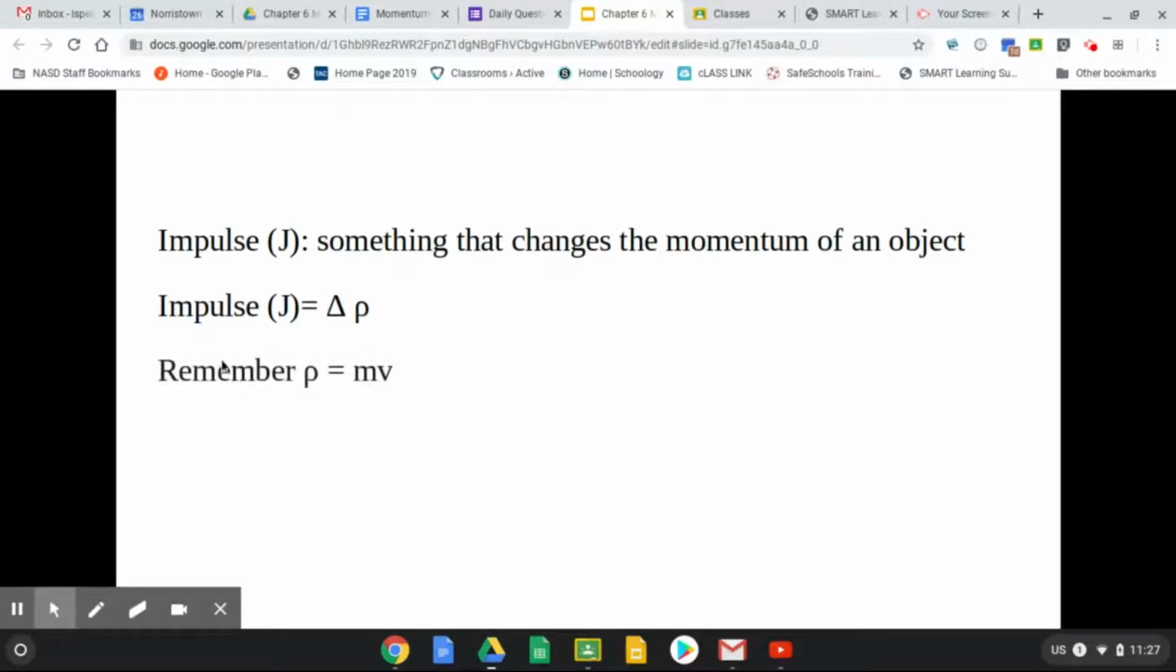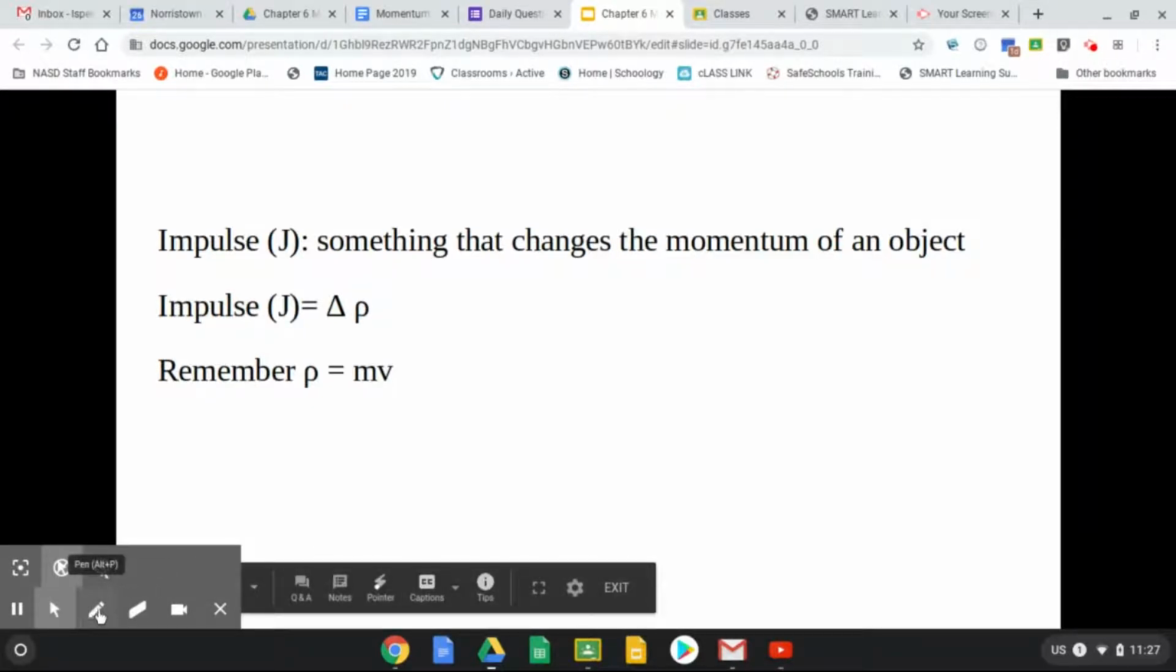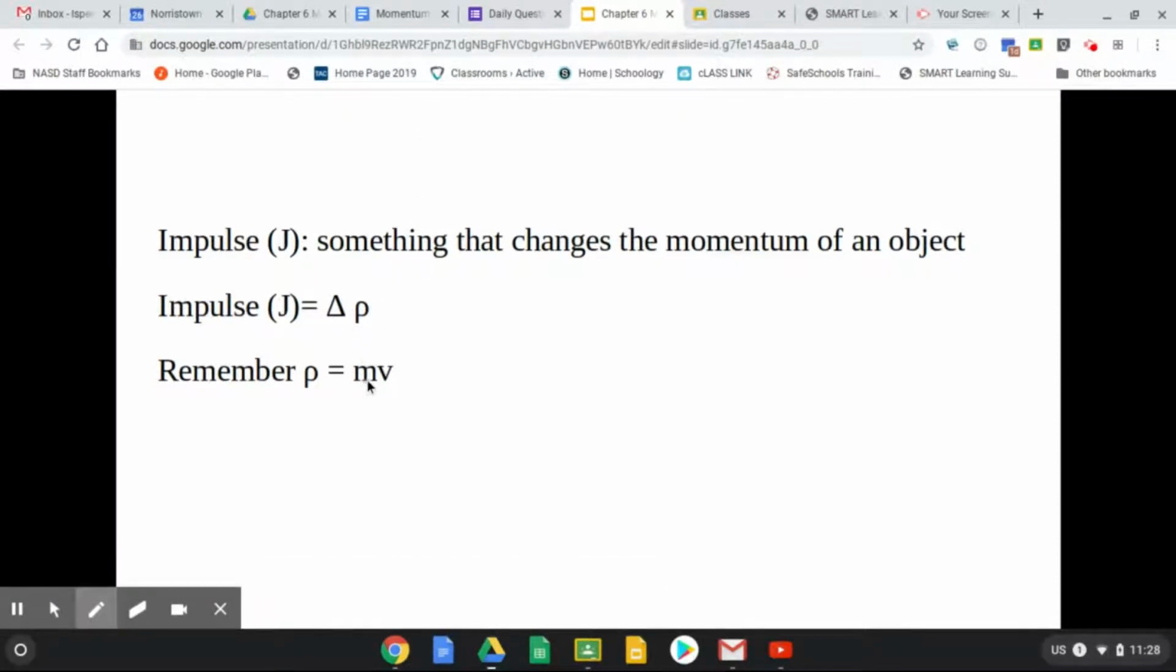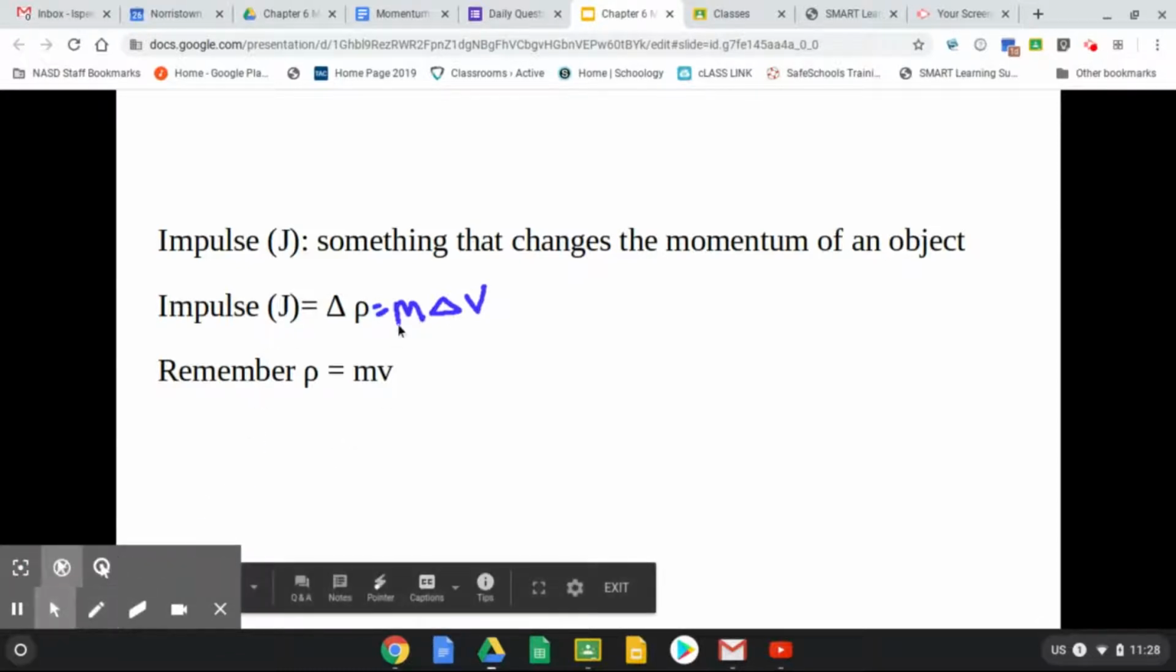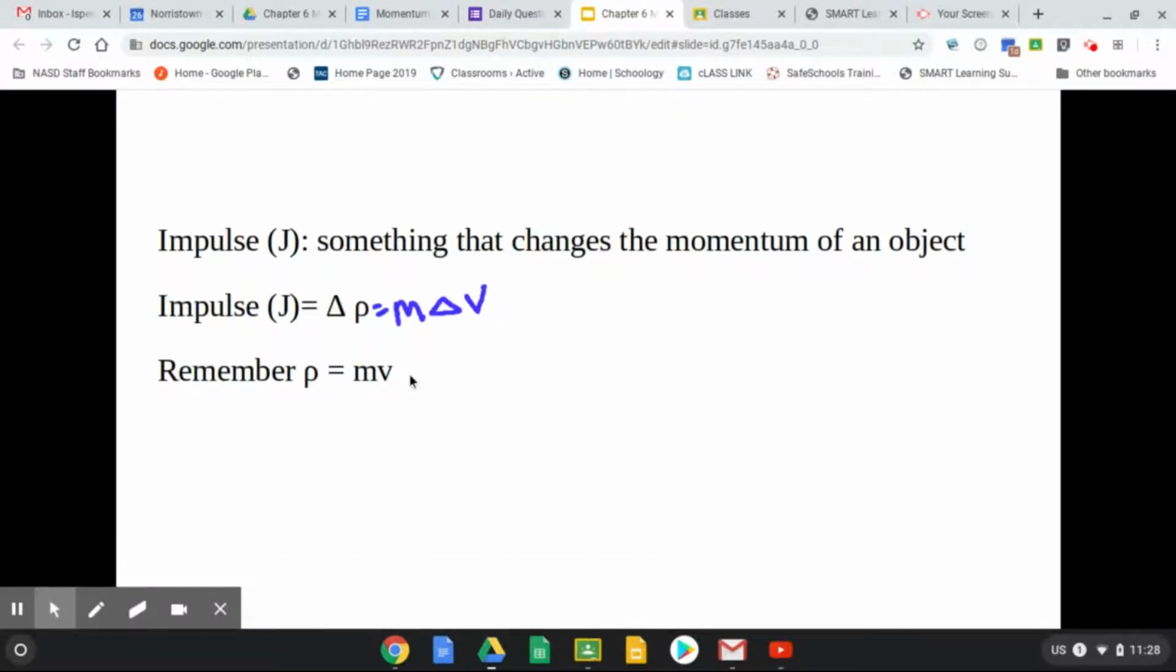Now, remember that momentum was mass times velocity. So if I'm going to change an object's momentum, what am I going to change? Am I going to change the mass or am I going to change the velocity? Most times, in fact all the time, it's going to be mass times a change in velocity. Okay, that's how we get a change in momentum. Mass times a change in velocity. And wait, change in velocity is what?